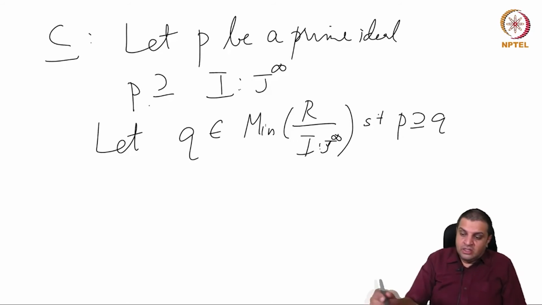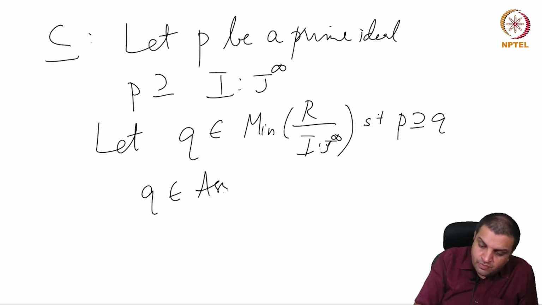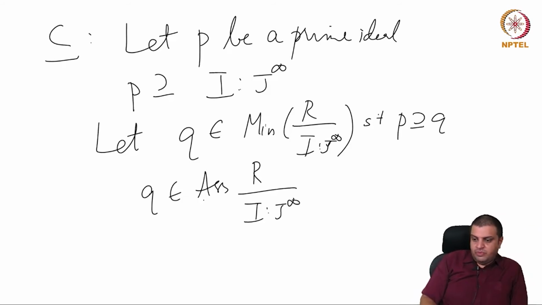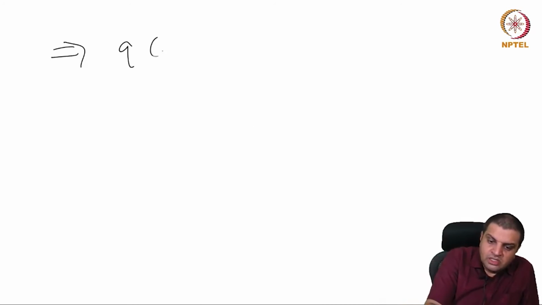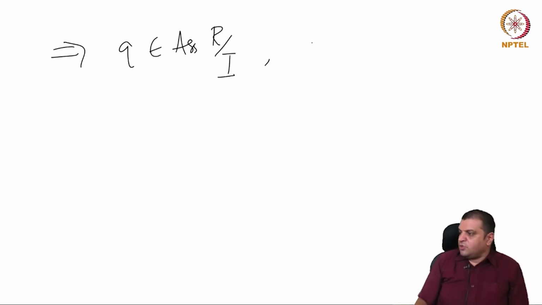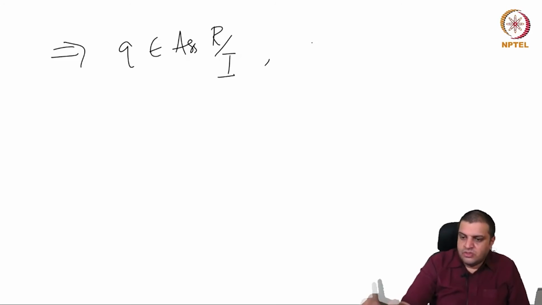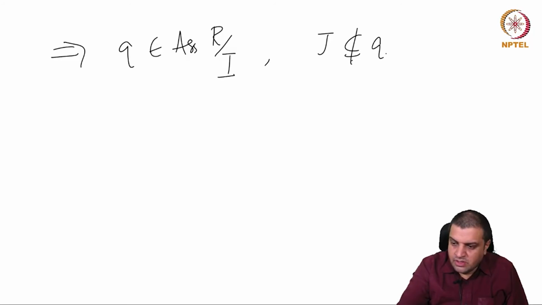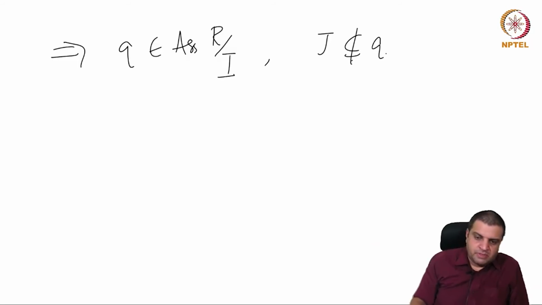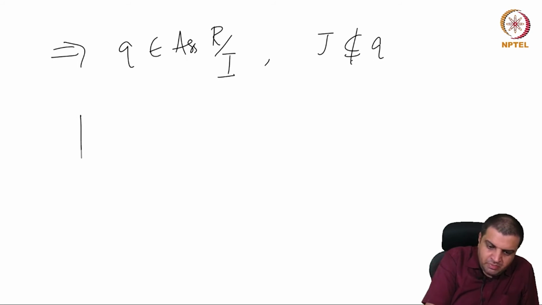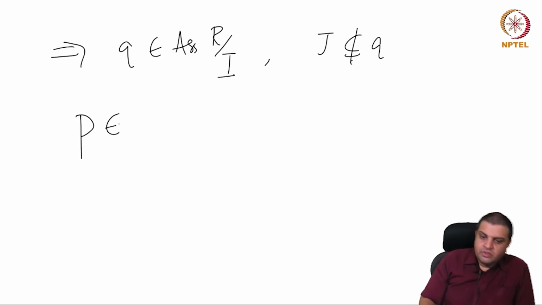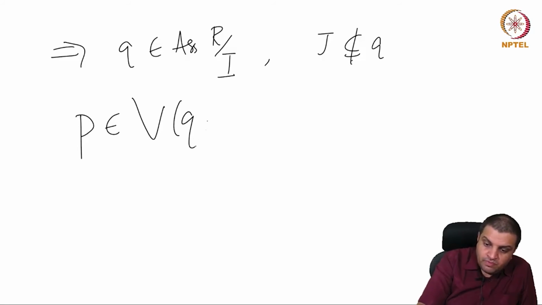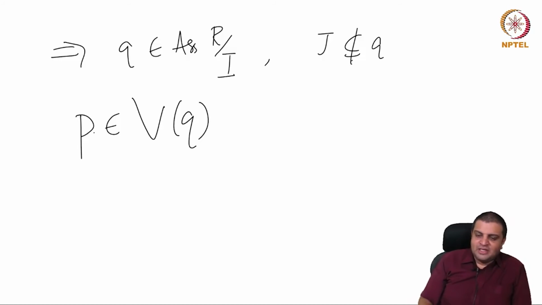So let's take Q. Such a Q is associated to R mod (I : j-saturation). Every minimal prime is associated. But this implies now that Q is associated to R mod I, and of course j is not inside Q. This is by the previous proposition. But now what is P? So P is inside V of Q. That's because P is a prime ideal containing Q.